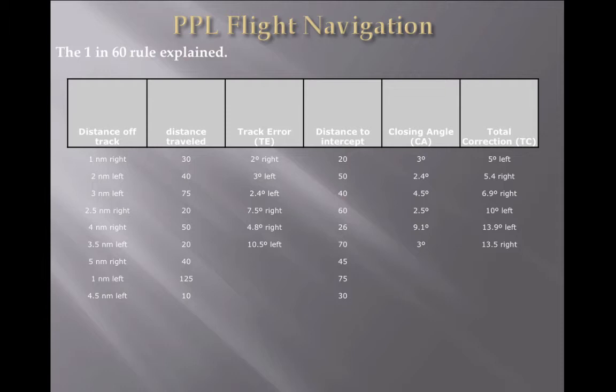Okay, let's try it again. We have found ourselves veered off 5 nautical miles to the right, and we've travelled 40 nautical miles. Which one goes on the top? Which one goes on the bottom? That will give us our track error. Now we've got the distance off and the distance to intercept, and that will give us our closing angle. Then add the track error and the closing angle together, and that will give us the total correction.